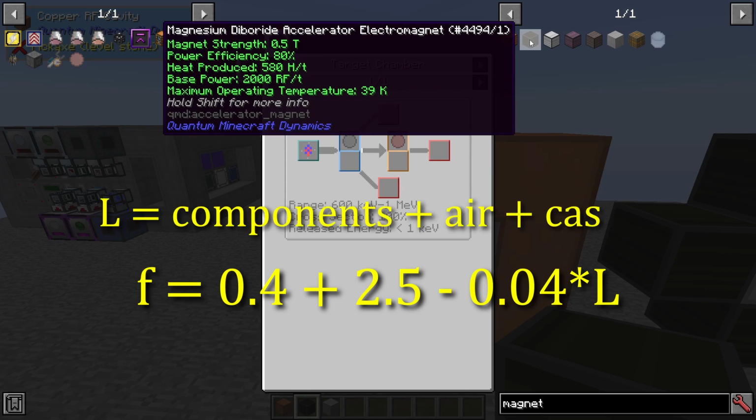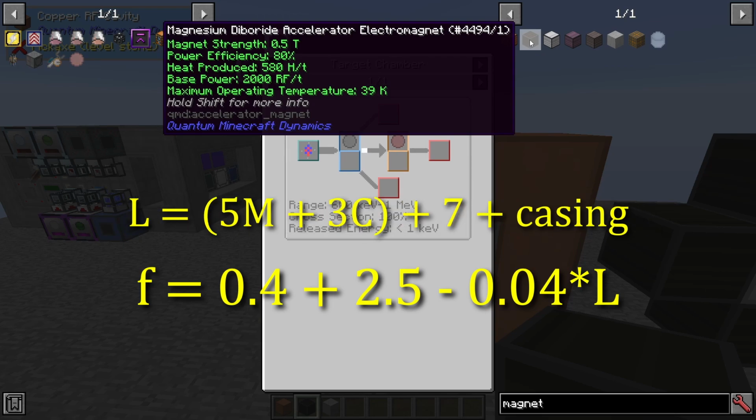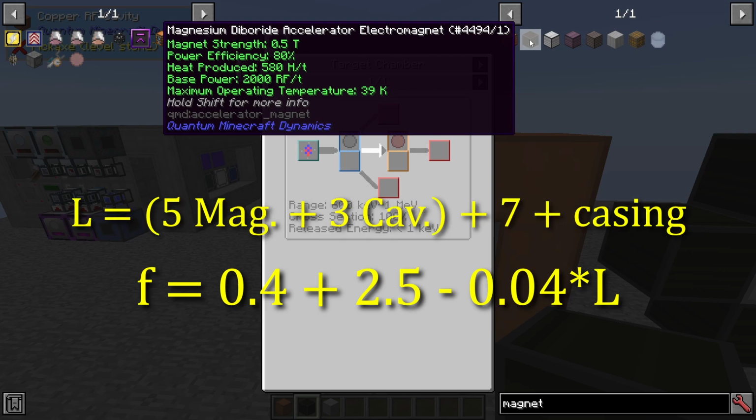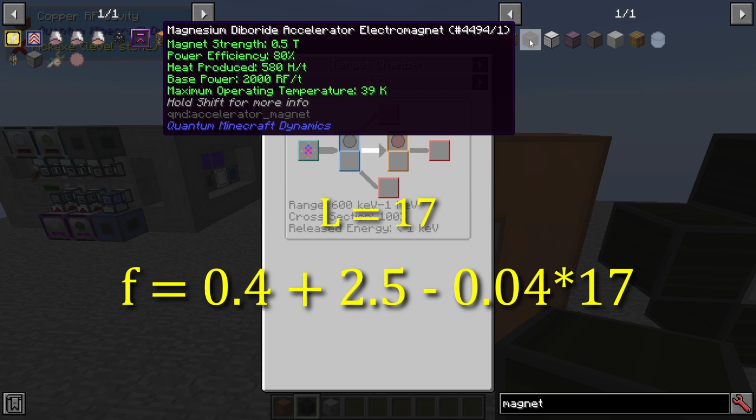Now we're going to place our components with one block of air between them. So we'll place first a magnet, then air, then a cavity, then air, then another magnet. This will allow us to place a lot of coolers, but in doing so we're also going to make a fairly long accelerator. Putting it all together and also adding the casing, this means our accelerator will be 17 blocks long.